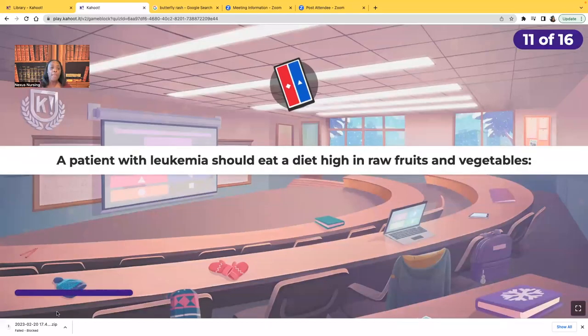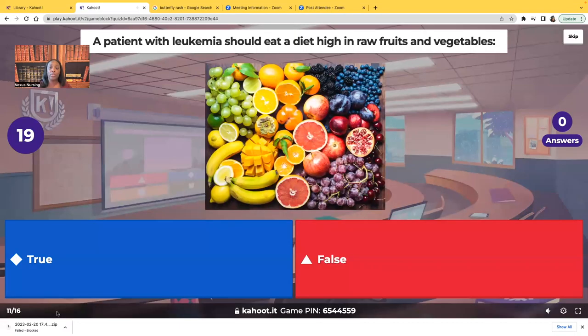True or false? Patient with leukemia should eat a diet high in raw fruits and vegetables. Is that true or is it false?